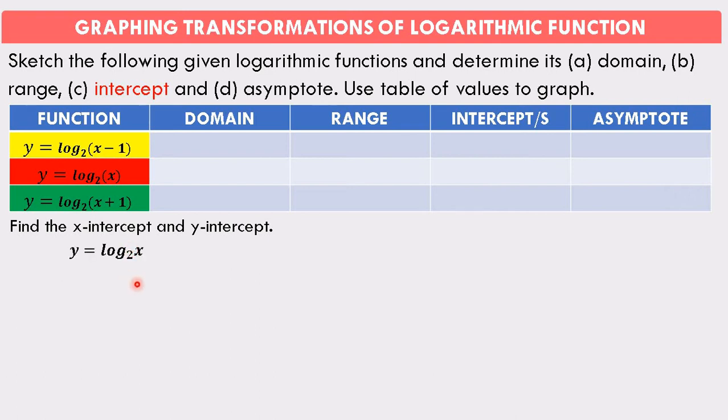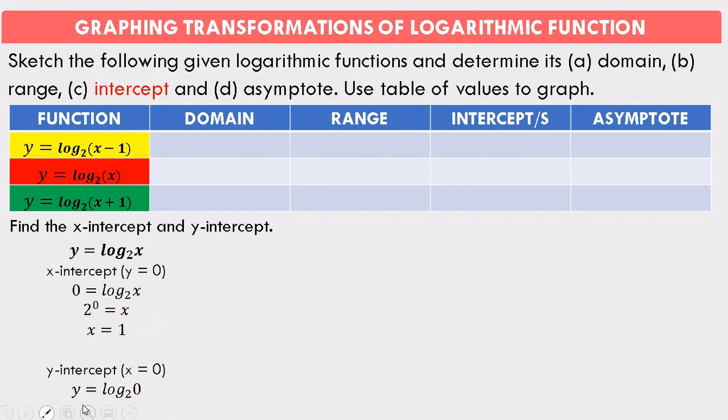First we have y equals logarithm of x to the base 2. For the x-intercept, change y to 0, we have 0 equals logarithm of x to the base 2. Simplify, we have 2 raised to 0 equals x, so x equals 1. And for the y-intercept, we have y equals logarithm of 0 to the base 2. Since the argument is equal to 0, and we all know that the argument must be greater than 0, therefore, there is no y-intercept.